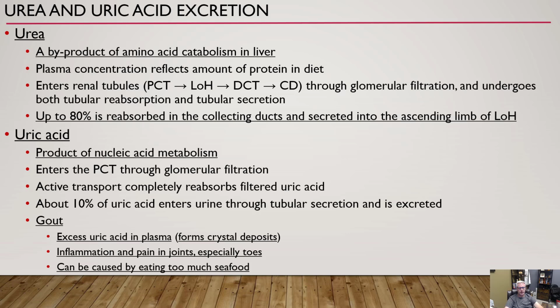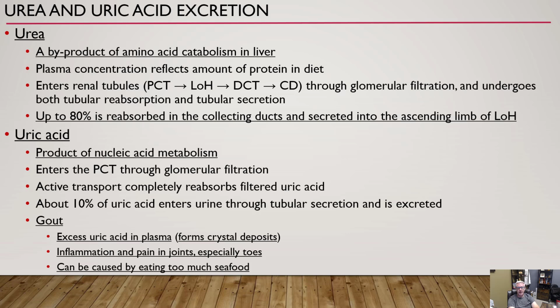Urea and uric acid. So urea is just a byproduct of amino acid catabolism in the liver. We know proteins get processed down to amino acids. Catabolism is a geeky way of saying breakdown. We break down proteins into amino acids, then we break down amino acids and form urea, and this happens in the liver.